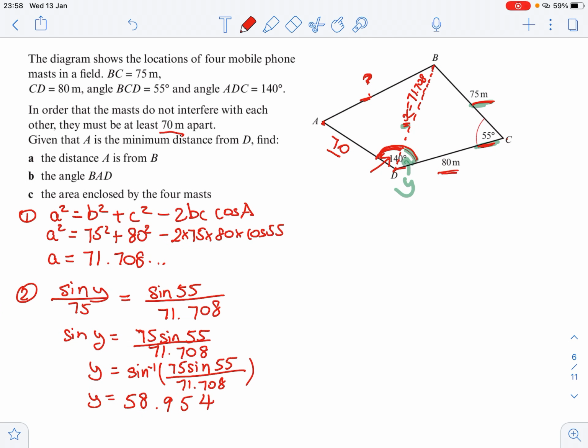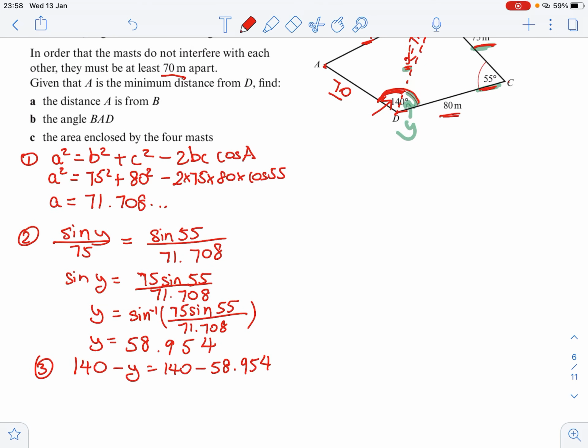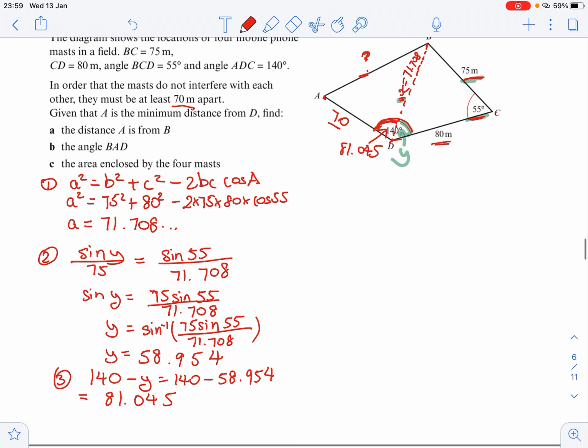As we know this is 140, we can find out this angle here. So step 3, we're just going to use 140 subtract y, which is 140 minus 58.954, and this is equal to 81.045. So we know this angle here is 81.045. And now we can find out the distance from A to B using our cosine rule.